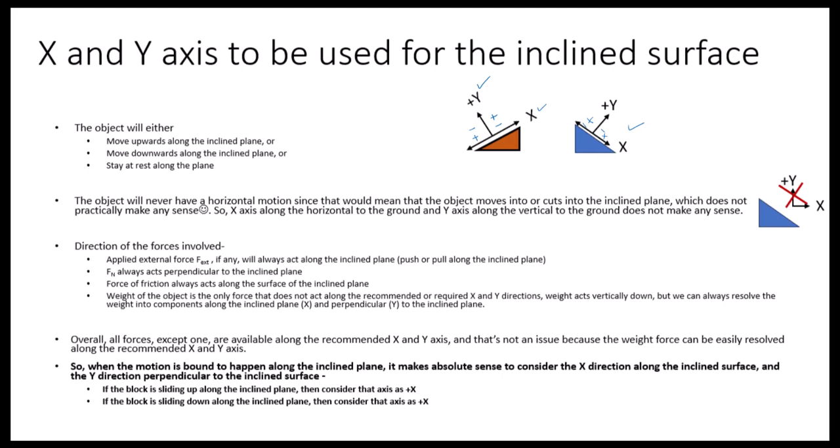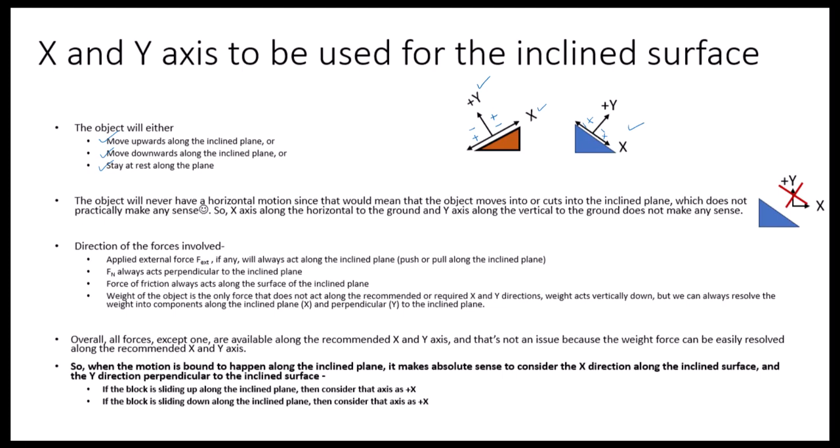Why do we do that? What's the logic behind this? Because if you see, the motion of the object is going to be either move upwards along the inclined plane, or move downwards along the inclined plane, or stay at rest along the plane. So everything is happening on or along the plane only. So therefore, it makes sense to consider the x-axis along the inclined plane.